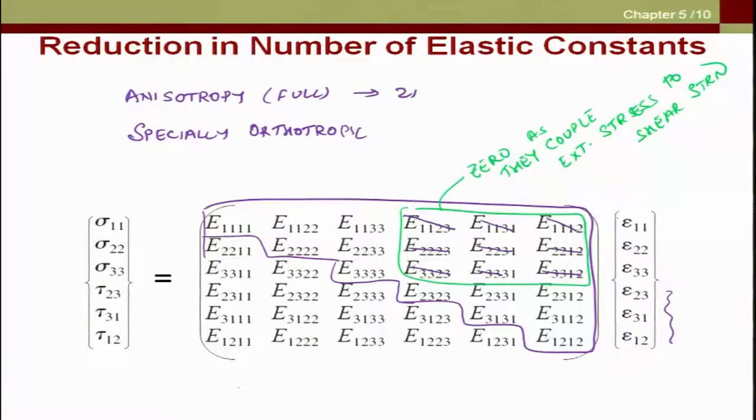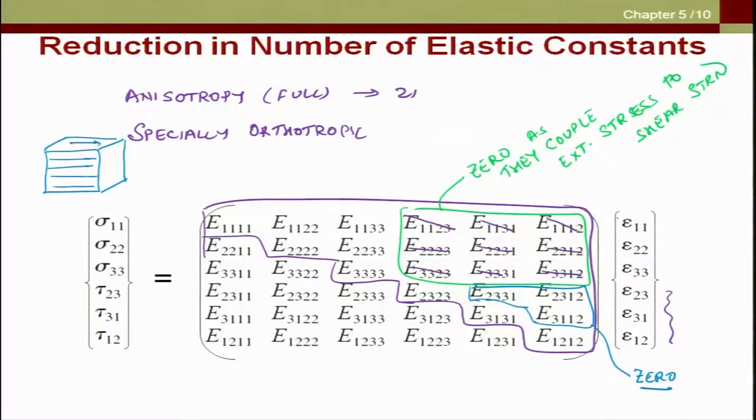And then there are some other terms which are also going to be 0. So, what would those be? These terms will also be 0. Why? Because consider a situation: this is a material, and suppose this is a simple material, all the fibers are running in this direction, and I apply a shear strain like this. This is my 2 axis, this is 1 axis, this is 3 axis. So, I am applying tau 2 3.